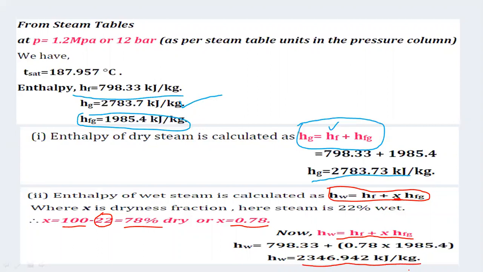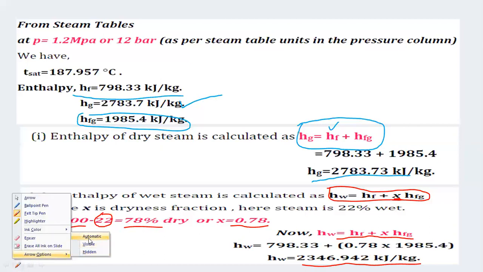2346.942. Always remember, when the question says the steam is 20% wet, it means it is 80% dry. If it says it is 30% wet, it means it is 70% dry. So how do we calculate? Using the equation x equals 100 minus 22, we get the value of the dryness fraction, and then we include that value in this equation to get the following answer.